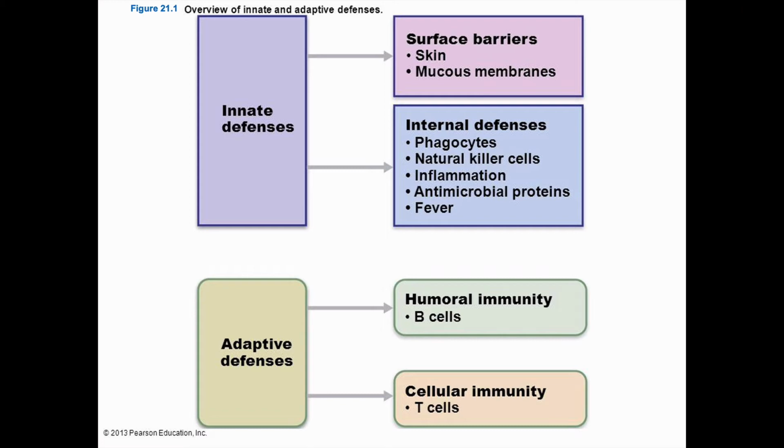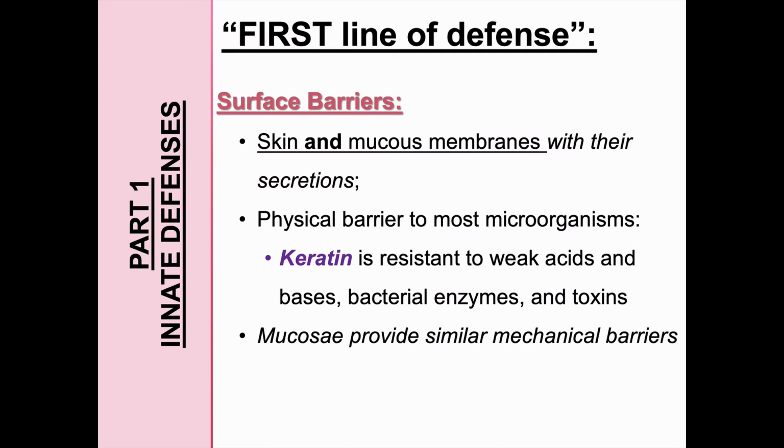As far as the adaptive defensive system is concerned, you have two types of immune cells: B cells and T cells. B cells come under humoral immunity and T cells come under cellular immunity. Then, what is the first line of defense? We will discuss the innate defense system.